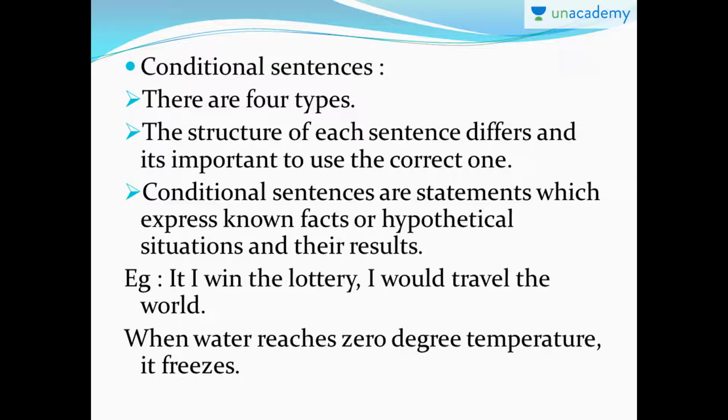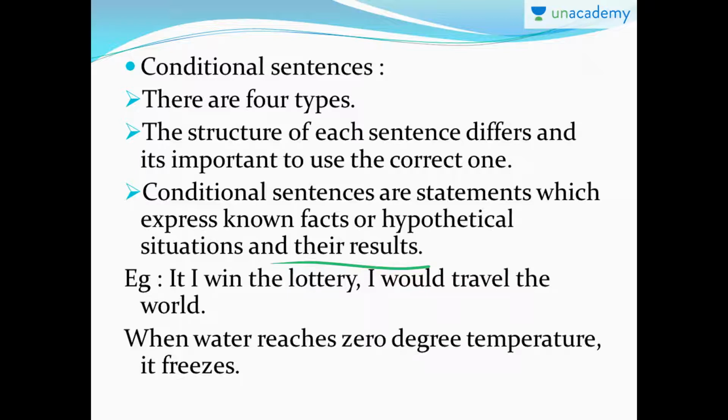A conditional sentence is a statement which expresses known facts or hypothetical situations and their results. What conditional sentences do is, these are just normal sentences or statements. They express a known fact, that is a general truth, or a hypothetical situation, that means situations which can only be imagined but never possible in reality, and their results. Okay, so this is what will be explained by a conditional sentence.